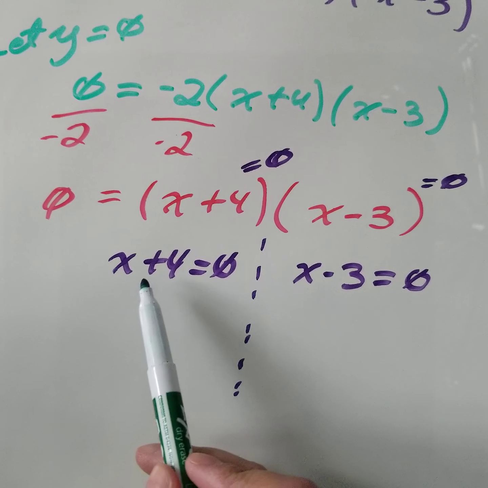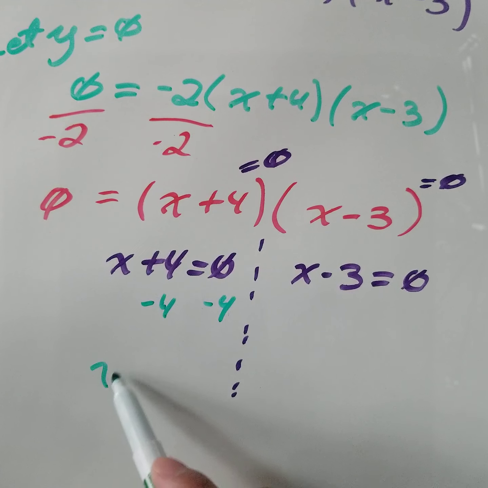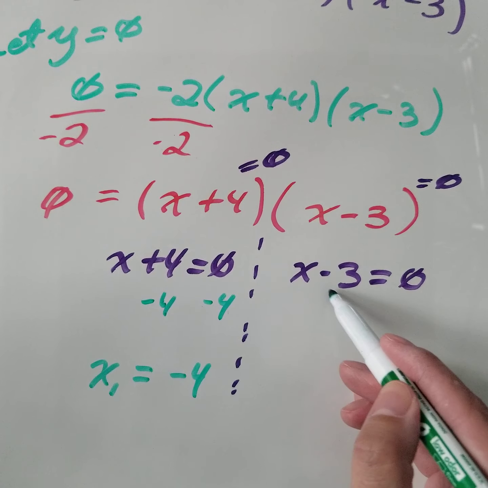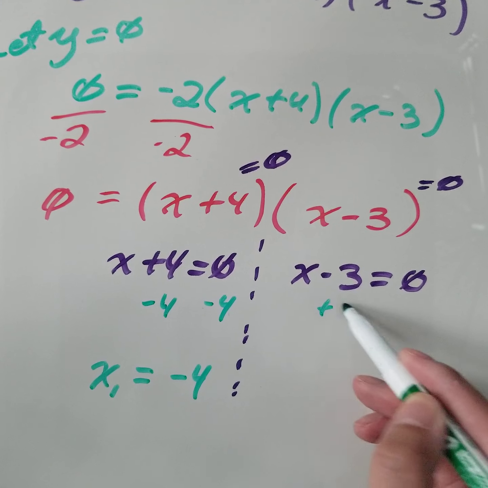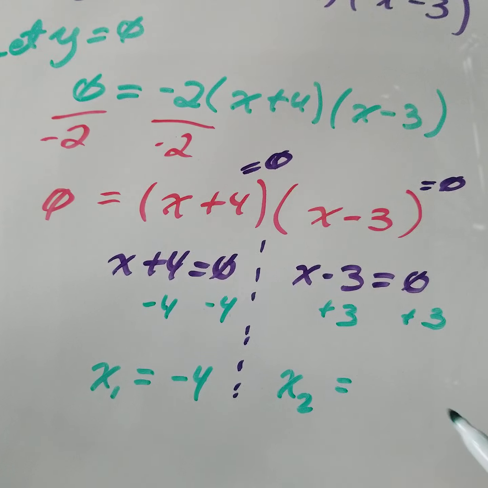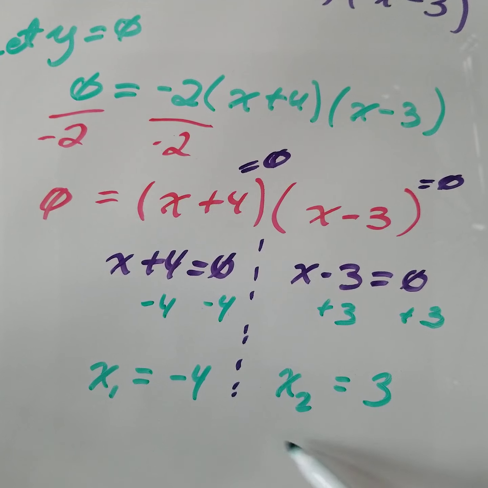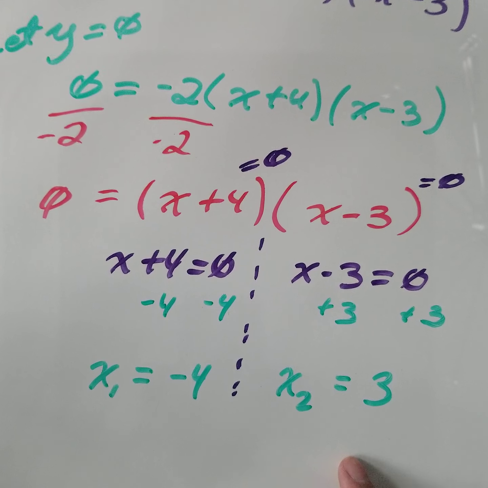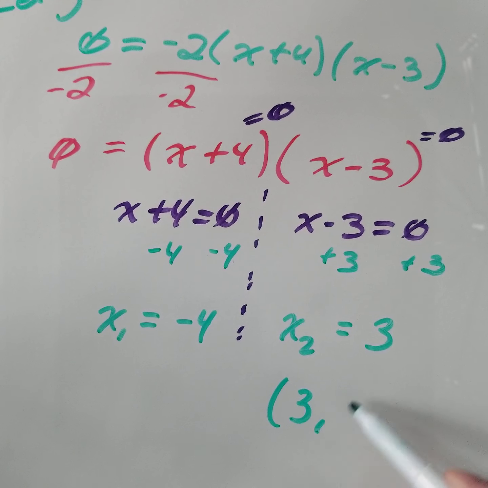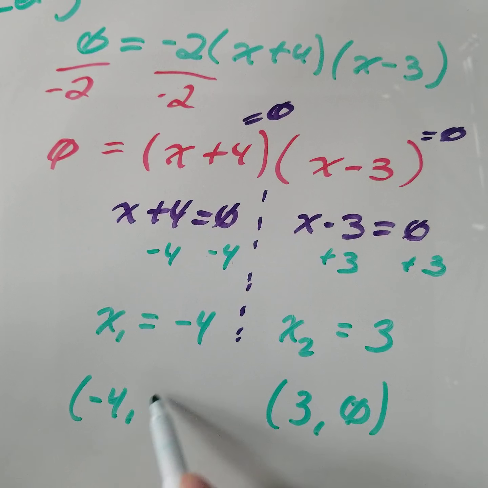So here, if I'm adding 4, I would want to subtract 4 on both sides. So the first one would be equal to negative 4. Over here, we're subtracting by 3, so we would add 3 to both sides. So the second x-intercept, or the second zero, would be equal to positive 3. So these are our zeros. If I wanted to write it as an x-intercept, this would read as 3 and 0, and this one would read as negative 4 and 0.